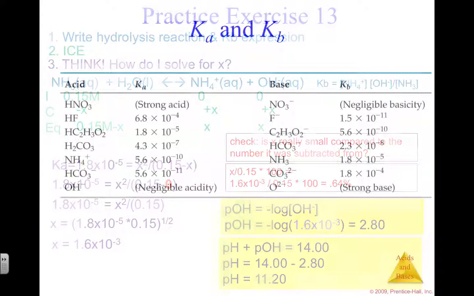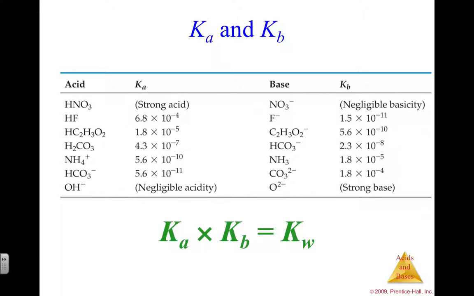Okay, so now we're going to look at the relationship between Ka and Kb. I know that Ka for a weak acid tells you how far it will dissociate, Kb for a weak base, how far it will react. Well, if I have the Ka of an acid and the Kb of its conjugate base, I can multiply them together and get Kw. We'll derive this in class on Wednesday. For right now, just know how to use it.